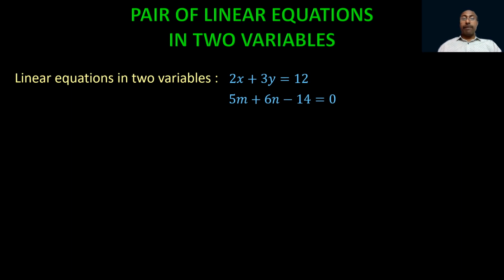Take one more. 5m plus 6n minus 14 is equal to 0. In this equation we have the variables m and n, and the highest power of both m and n is 1. So this is also a linear equation in two variables. x by 3 plus y by 6 minus 3 is equal to 0. So it is also a linear equation in two variables. And we have studied about linear equations in two variables in 9th standard. And we learned about their geometric representation also, that is graphical representation.